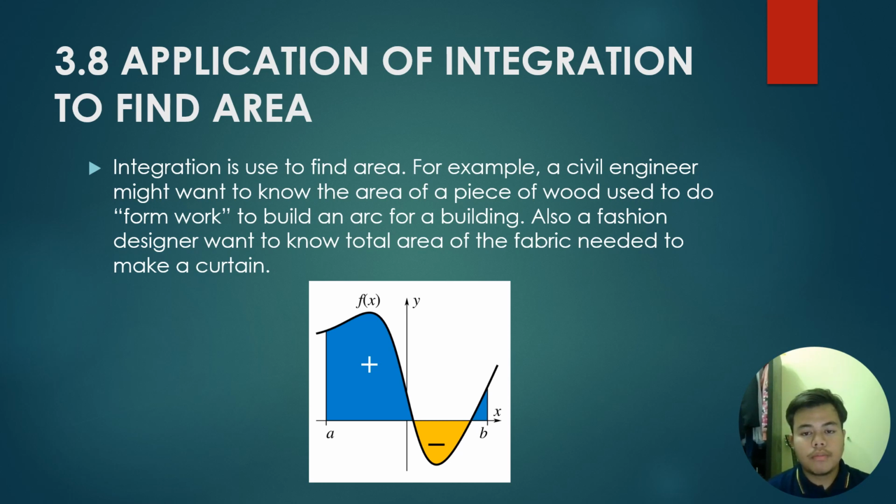Next, a fashion designer wants to know the total area of the fabric needed to make a curtain. Moving to the diagram, we can see that positive will be on the top of the x-axis and negative will be on the bottom of the x-axis.